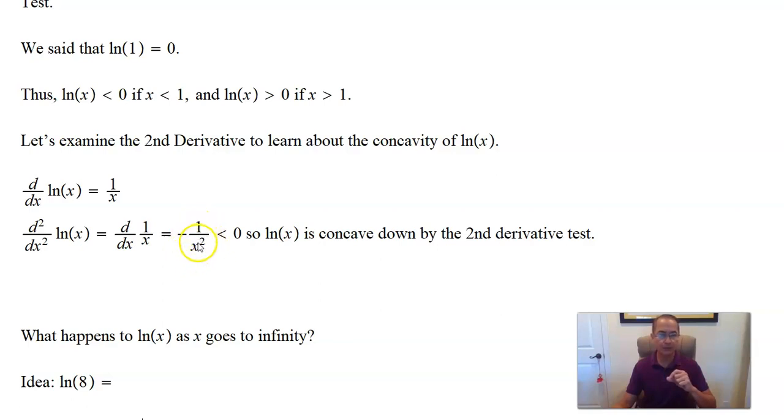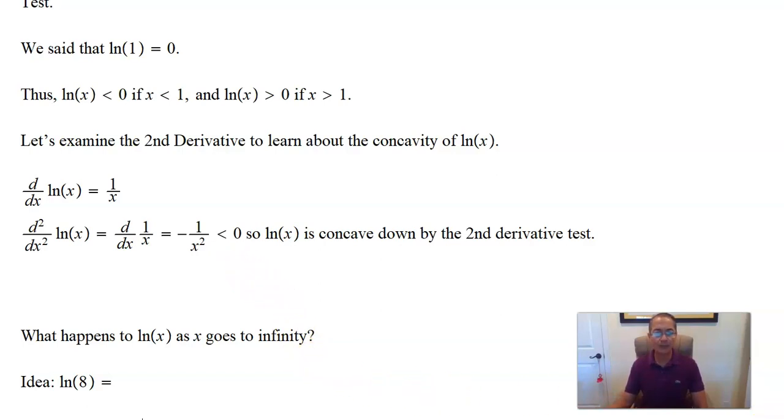1 over x squared is always positive, so we get a negative second derivative. So by the second derivative test, our function is concave down, and we saw that. It's curving down like this. So let's go to infinity, the part which was not at all obvious from GeoGebra.